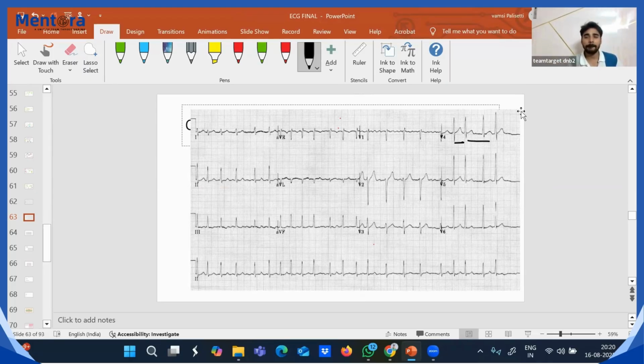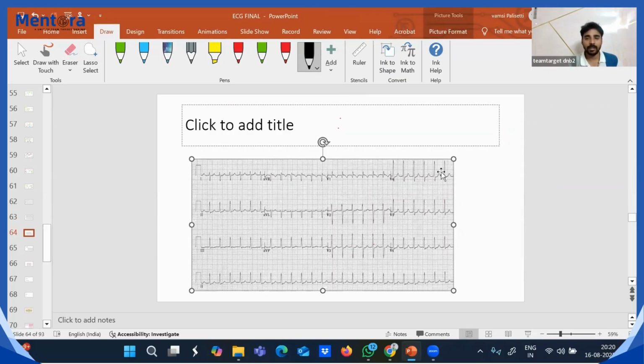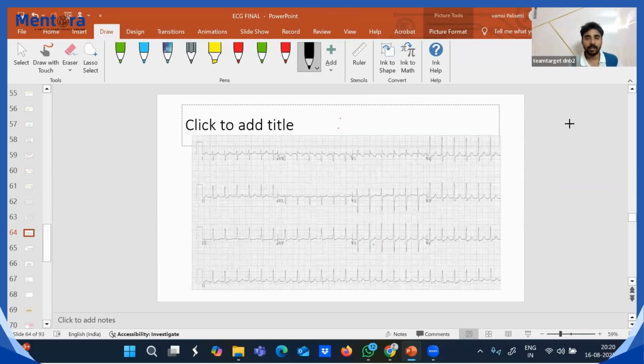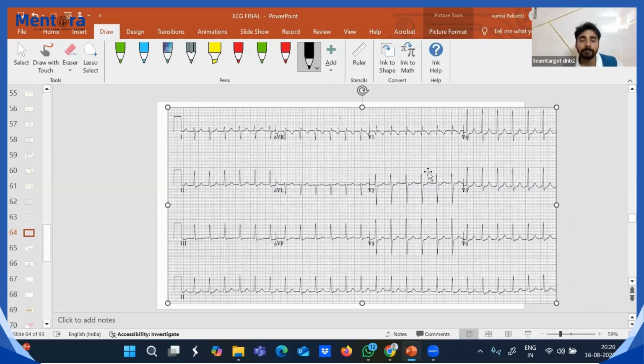Then you go for this one. What is this? Narrow complex and regular, and there is no P wave. It is SVT. PSVT or SVT. Now, can anyone say AVNRT or AVRT? What do you think?